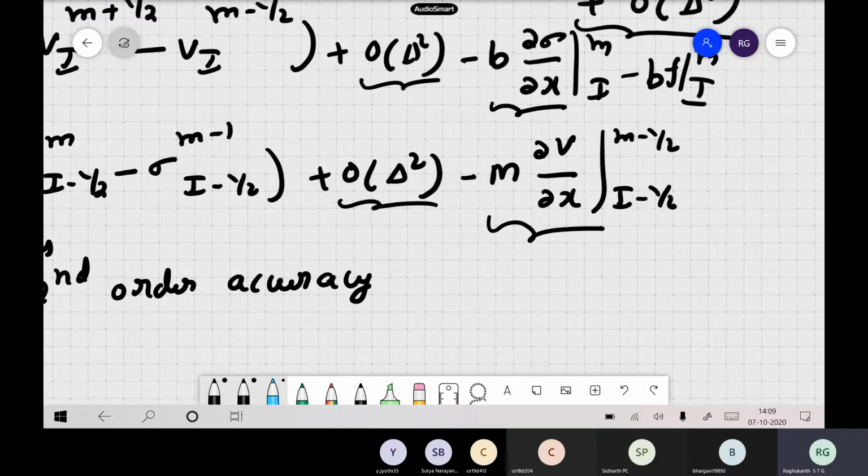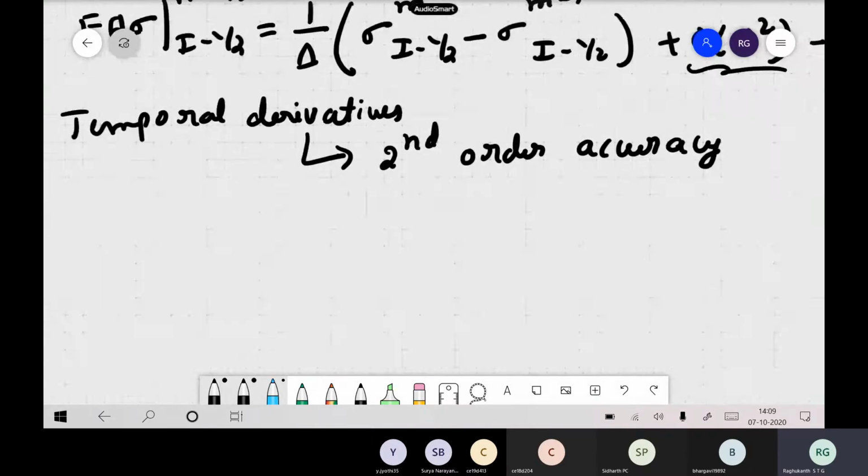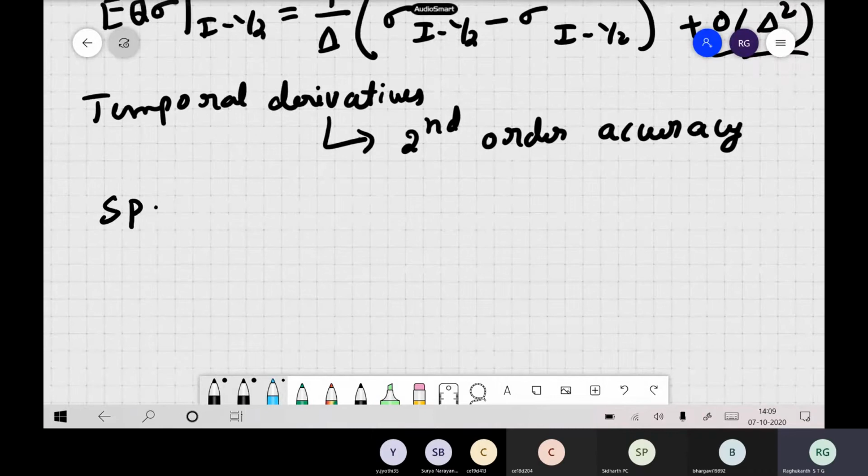Now this is the spatial derivative. This also you can expand to second order, like we did in our last class. So ∂σ/∂x also has the same equations, so everything remains the same. Instead of time, you replace with space, and you neglect the higher order terms. You can derive the same equations for the spatial derivative.